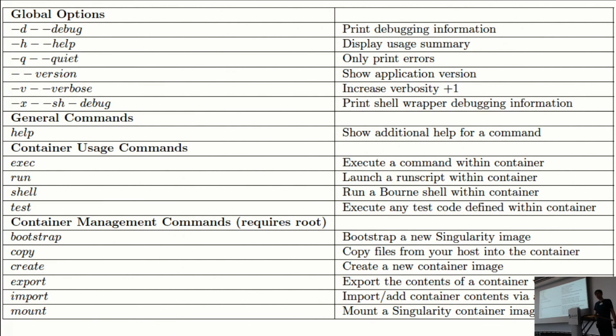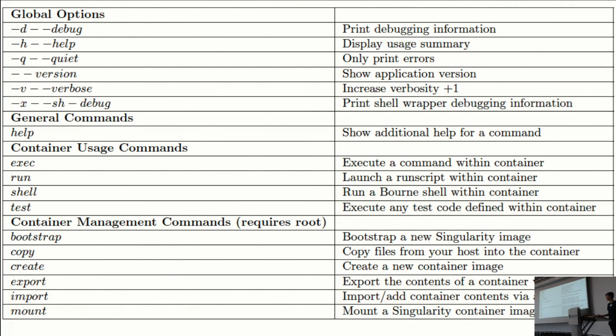Then at the bottom here, these are your container management commands. The first of all is bootstrap, which we talked about. We also talked about create. Copy is sort of like an SCP. It allows you to copy a file from any location on your host into the container that you want. And then also export and import. These are really nice. These don't require root privileges, whereas bootstrap and create do.